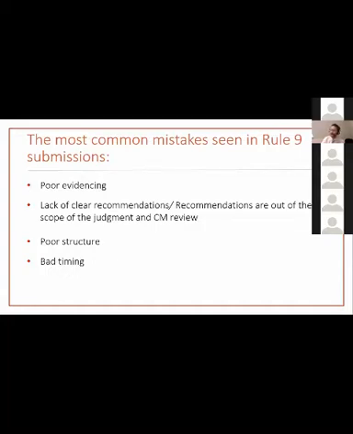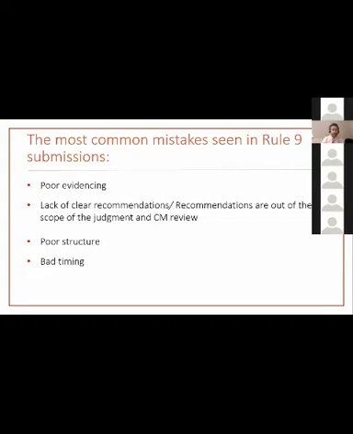Second point I mentioned is a lack of clear recommendations. It's so important to finish off the document, the Rule 9 submissions, with a very clear set of things that you want to say and you want the Committee of Ministers to do. Sometimes people hope that if it's in the text of the document, the key recommendations or the key actions for the Committee of Ministers will be picked up by the Department for the Execution of Judgments or the Committee of Ministers. But often that's not the case, and it really needs to be set out clearly at the end.